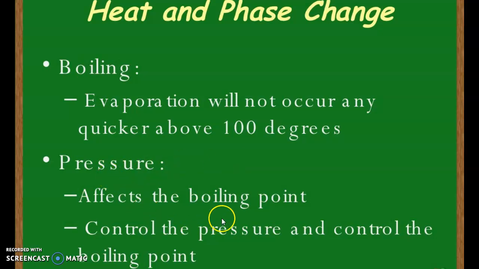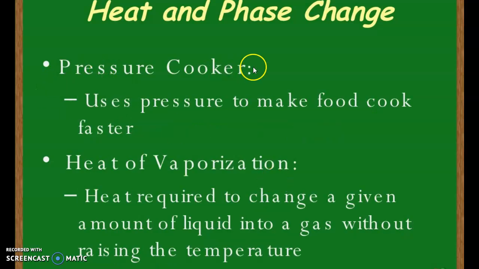Now pressure. It affects the boiling point. Control the pressure and you control the boiling point. A pressure cooker uses pressure to make food cook faster. This is an example from the kitchen when you use the cooker. To cook food faster, for example beans, it cooks at a higher temperature. Heat of evaporation: heat is required to change a given amount of liquid into a gas without raising the temperature.